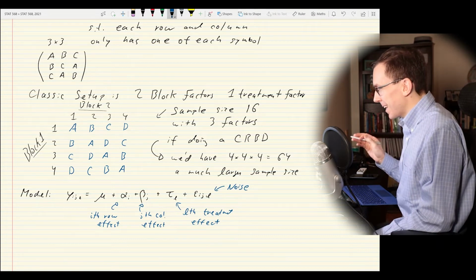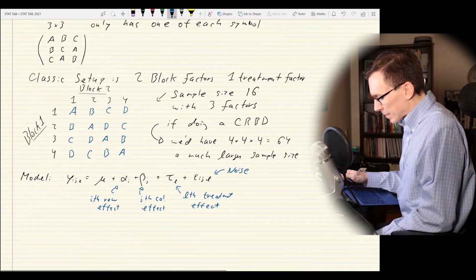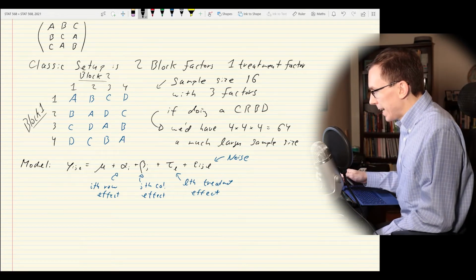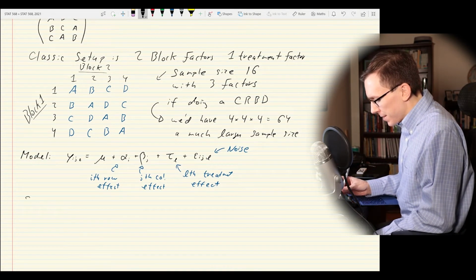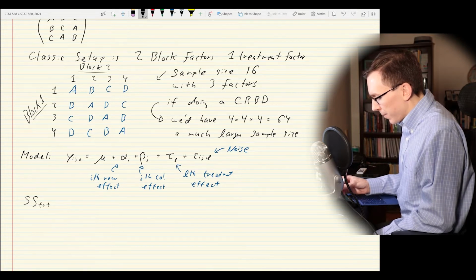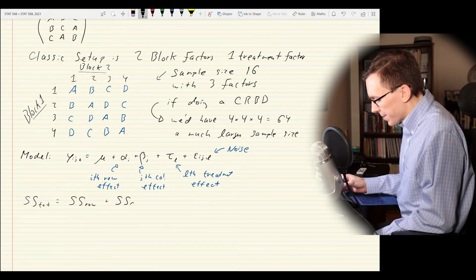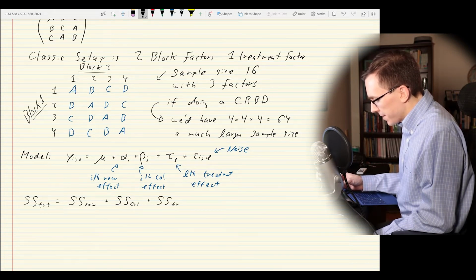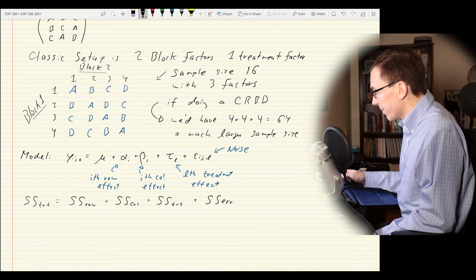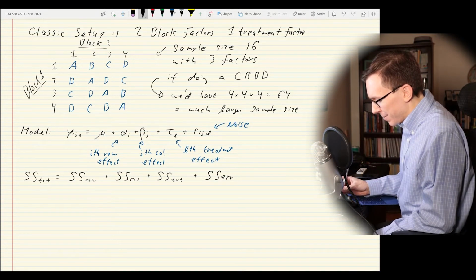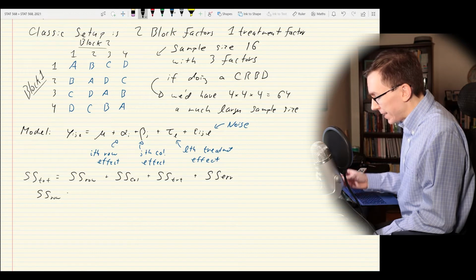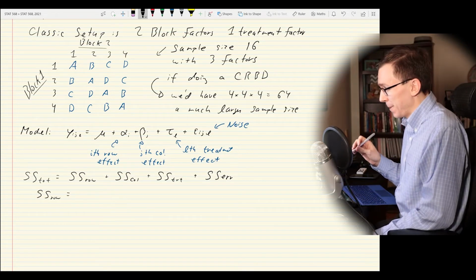So it's slightly more confusing, but what we end up with is we still get a nice sum of squares decomposition, which in this case is going to become the row sum of squares, the column sum of squares, the treatment sum of squares, TRT for treat, and the error sum of squares. So in this case, we're going to have a slightly different formulation and slightly different degrees of freedom.